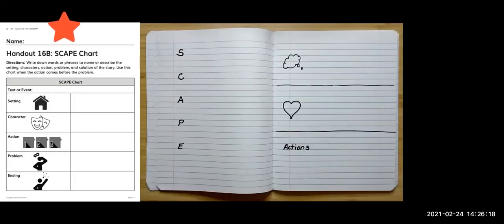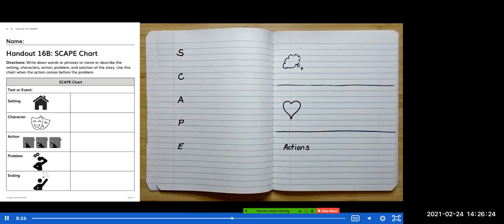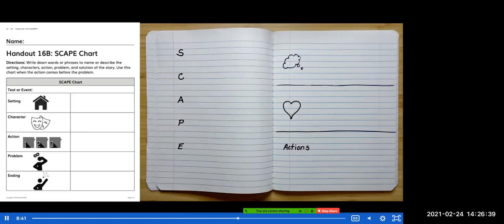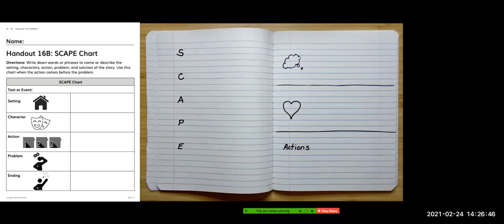Pause here to grab handout 16B, the SCAPE chart, or you can create the SCAPE chart in your journal along with the page for thoughts, feelings, and actions. When you're making a page for thoughts, feelings, and actions, you can use the icons or the pictures that we use to represent each, or you can use the words. Just hit play when you're ready to continue.